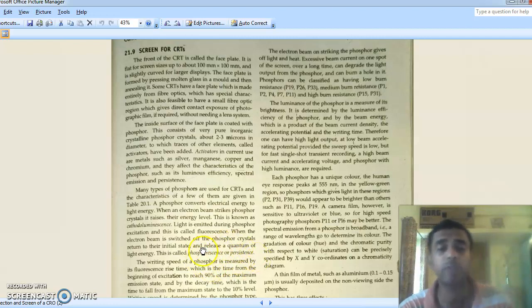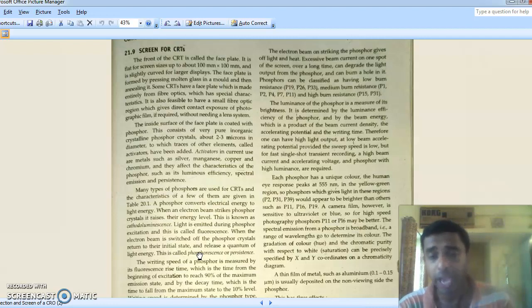So this is what is very much required. That is, when the electron beam is switched off, the glow will not suddenly go off, and due to the phenomenon of phosphorescence, that glow will persist for some more time. That is required because at least the persistence should be equal to the persistence of the eye to make some meaningful conclusions.